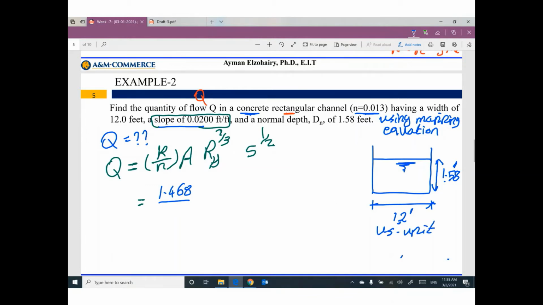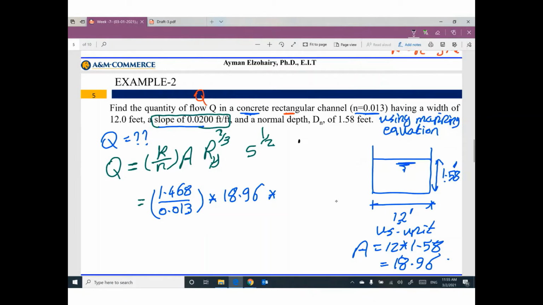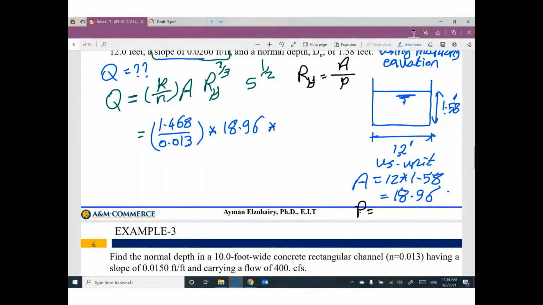The value of Manning coefficient is 0.013. What is the area? The area of flow is 12 times 1.58, which will be 18.96. What is the value of the hydraulic radius? The hydraulic radius equals area divided by perimeter. Let's find the value of perimeter. This length plus this one plus this one.